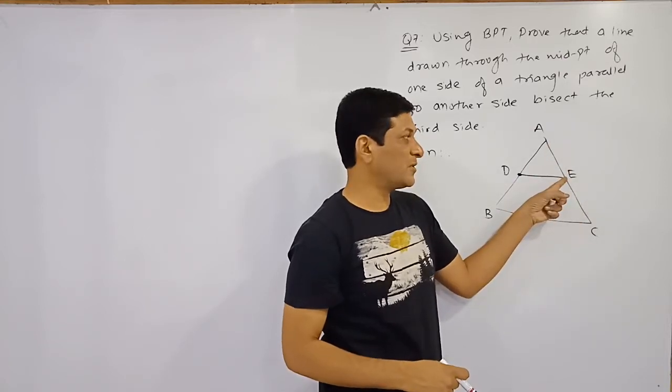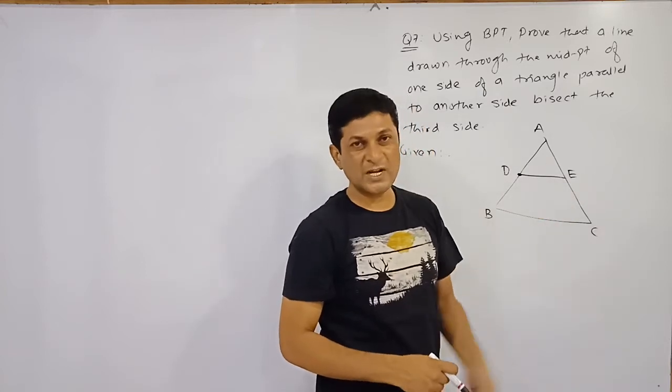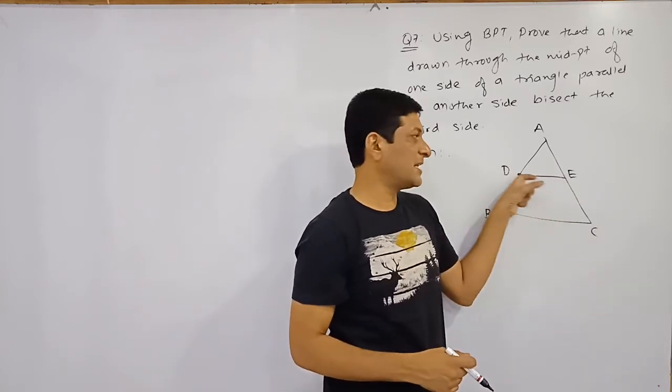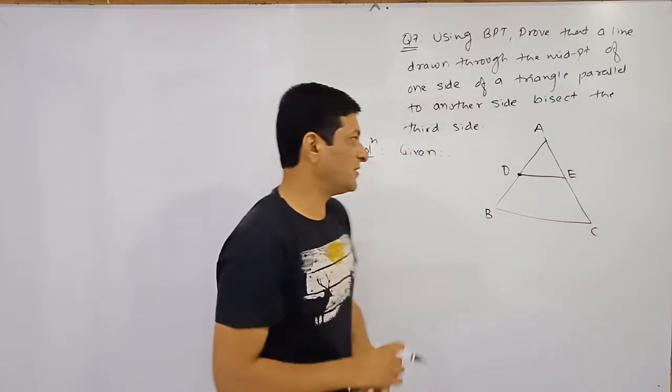Then we have to prove that this line bisects the third side. Bisect the third side means we have to prove that E is the midpoint of what? AC. If we are able to show that E is the midpoint of AC, we can say that this line bisects AC.